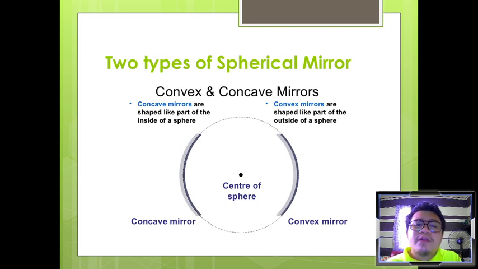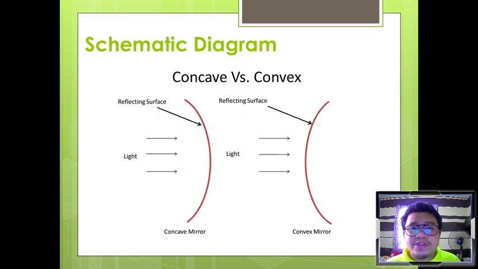If the reflecting surface is on the inside of a sphere or a circle, then we refer to it as a concave mirror. But if the reflecting surface is on the outside of a sphere or a circle, then that is a convex mirror. To give you an easier understanding about these two types of spherical mirror, we can use this schematic diagram you see right now on the screen to simplify the difference between a concave and a convex mirror.